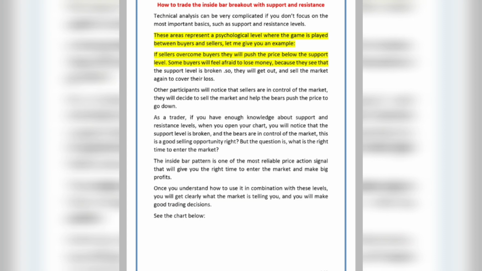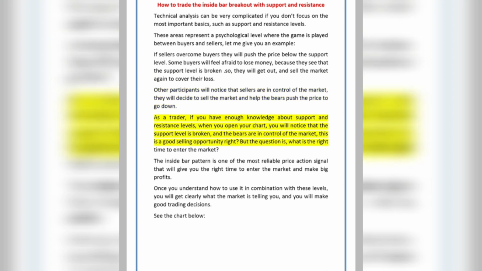If sellers overcome buyers, they will push the price below the support level. Some buyers will feel afraid to lose money because they see that the support level is broken, so they will get out and sell the market again to cover their loss. Other participants will notice that sellers are in control of the market. They will decide to sell the market and help the bears push the price to go down.